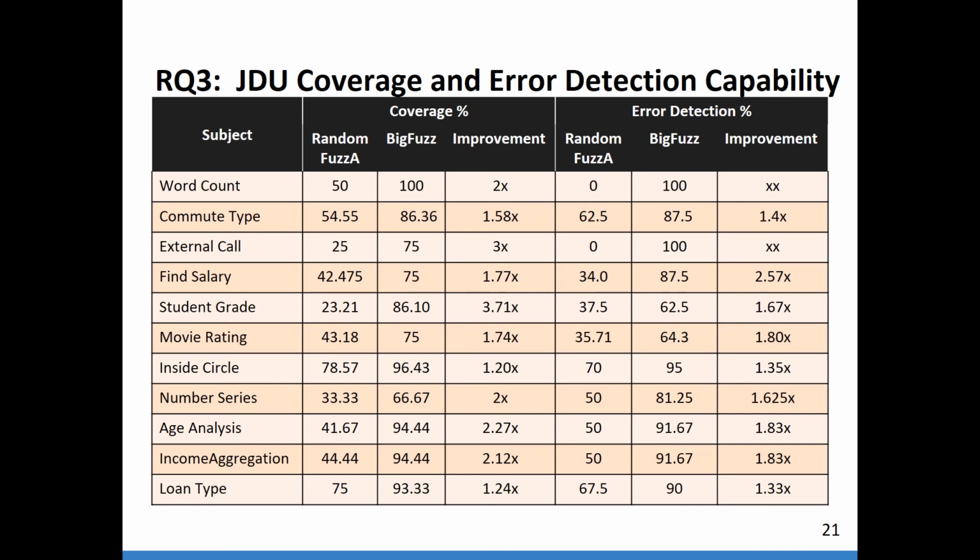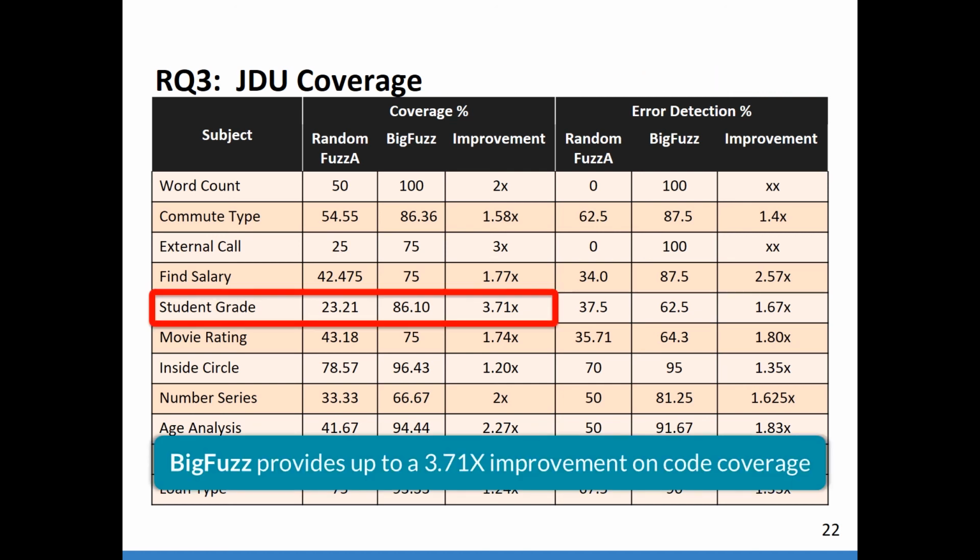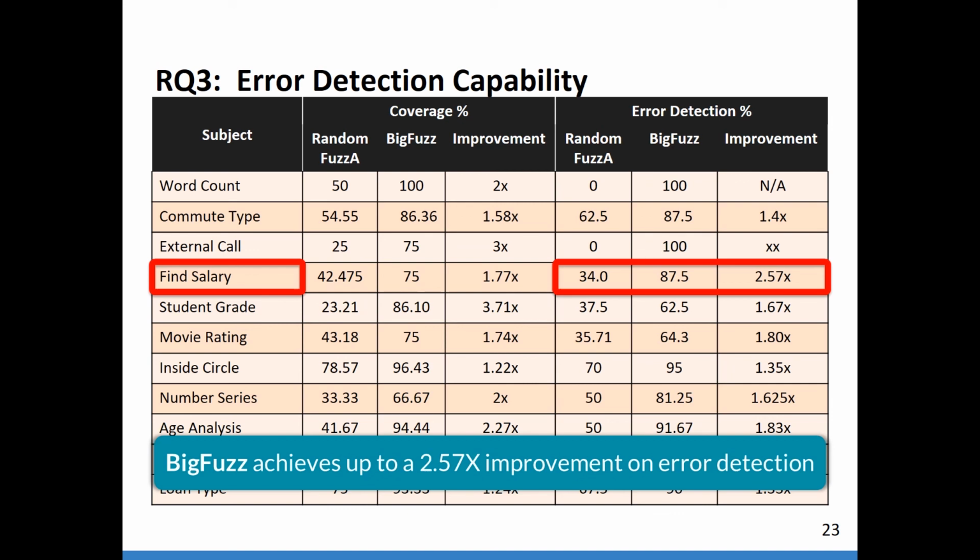This table shows the summary of results for these 12 subjects. For each subject, we run 10 times and get the average results. BigFuzz provides up to 3.7 times improvement on code coverage and achieves up to 2.5 times improvement on error detection capability.